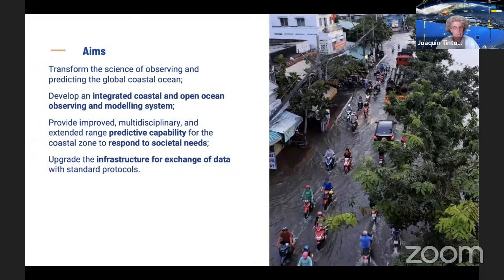So the next slide is really the aims of COAST Predict: to transform the science of observing and predicting. We not only want to transform the science and the way we work, we want to develop a really integrated coastal and open ocean observing and modeling system. We want through this system to provide improved multidisciplinary and extended predictive capabilities for the coastal zone, responding clearly to society needs. And to upgrade infrastructures to be sure that the data are of adequate quality and that they can be exchanged with standard protocols.